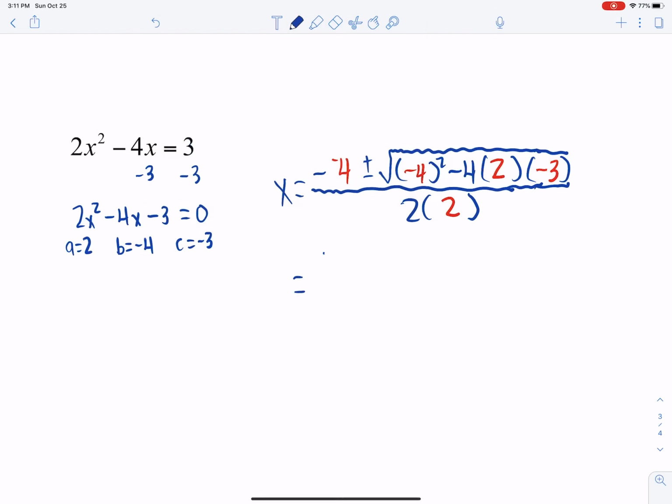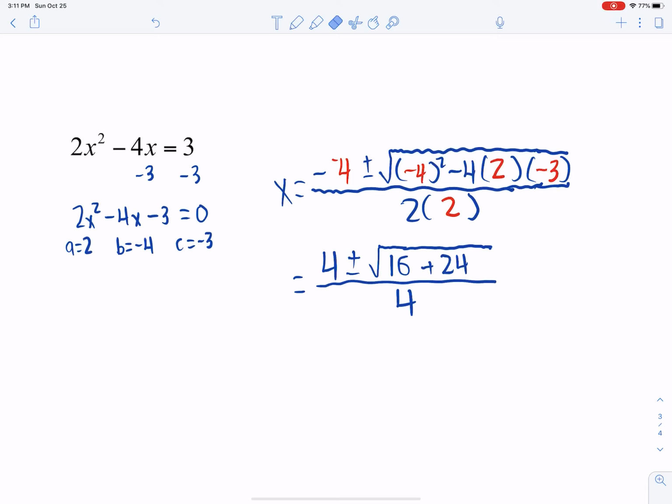The opposite of negative 4 is a positive 4, so we change that negative 4 and just make it 4. And we do the squaring and multiplying. Negative 4 squared. Remember, a negative number, when you square it, it's a negative times a negative, which makes it positive. So there we have a positive 16. Negative 4 times 2 times negative 3, that's going to be a positive 24. And on the bottom of the equation, 2 times 2 is 4. Let's see if I can make this a little bit neater there.